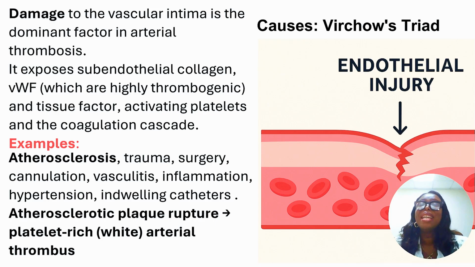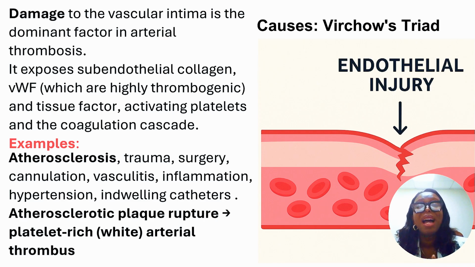Damage to the vascular intima is the dominant factor in endothelial thrombosis. It exposes subendothelial collagen and von Willebrand factor, and both collagen and von Willebrand factor are highly thrombogenic. Also, damage to the blood vessels exposes tissue factor. And all these things help to do what? To activate platelets and also the coagulation cascade. Examples are atherosclerosis, trauma, surgery, cannulation, vasculitis, inflammation, hypertension, indwelling catheters.